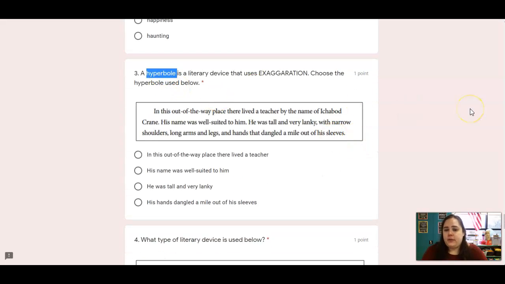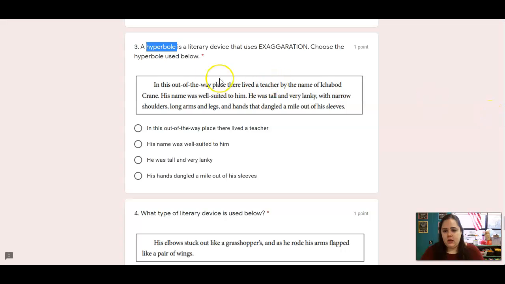Next, we're going to look at a hyperbole. So I'm going to read this passage to you, and you're going to choose the part that is a hyperbole. So remember, that's exaggeration. You're going above and beyond to make a point. In this out-of-the-way place, there lived a teacher by the name of Ichabod Crane. His name was well suited to him. He was tall and very lanky, with narrow shoulders, long arms and legs, and hands that dangled a mile out of his sleeves. So which part of that paragraph is hyperbole, exaggeration?